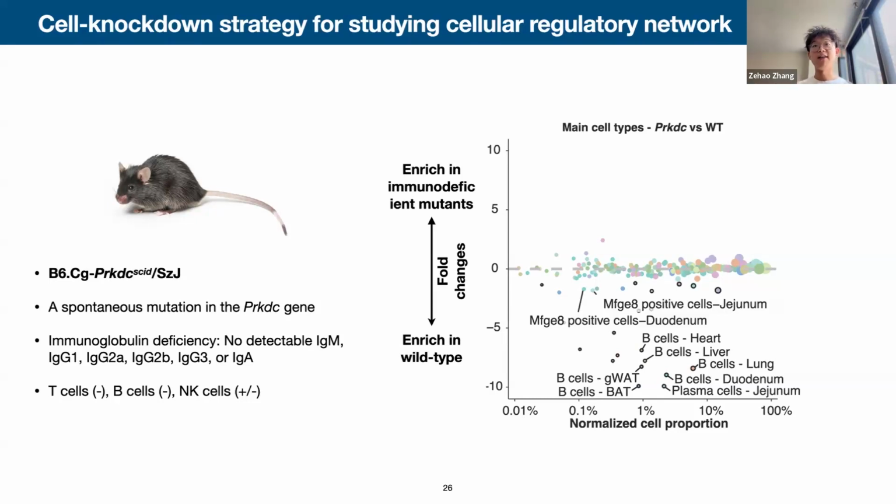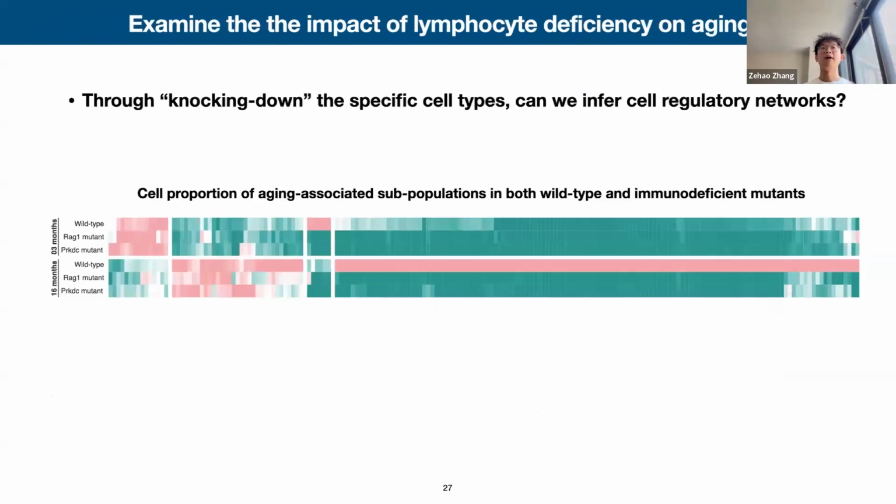And here is a validation of our immunodeficiency mice, where we can really see a dramatic decrease of all the lymphocytes in the immunodeficiency mice. And we try to ask, with this knockdown strategy, can we infer the cell regulatory networks? Again, we take all these aging-associated subpopulations from both wild-type animals and immunodeficiency animals. And we subject this matrix to hierarchical clustering, and we identify 4 different patterns.